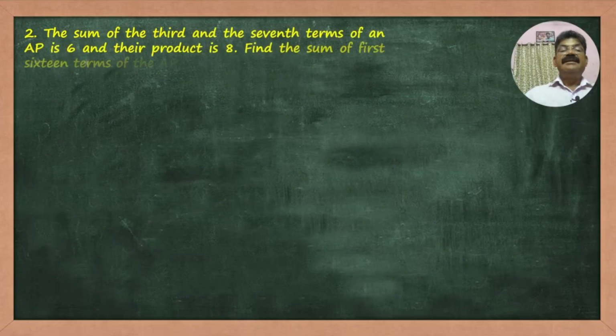Second problem. The sum of the third and the seventh terms of an arithmetic progression is 6 and their product is 8. Find the sum of first 16 terms of the arithmetic progression. So what is given? Write it first, okay?